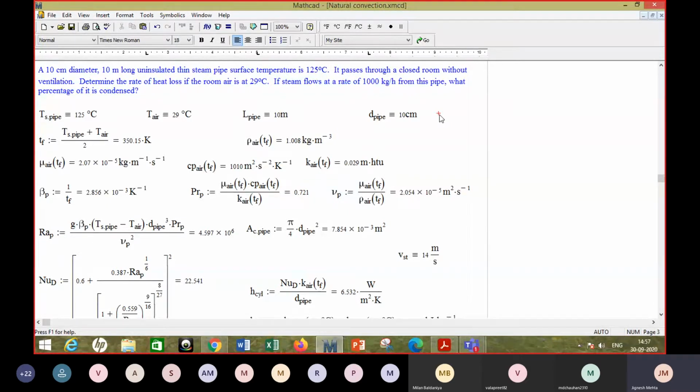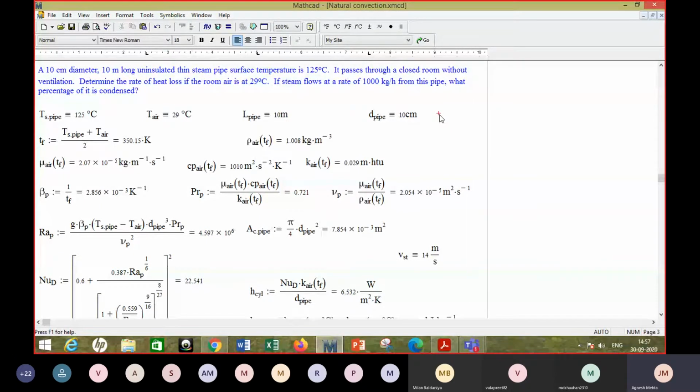So this example is given here: a 10 centimeter diameter, 10-meter long, uninsulated, thin steam pipe, surface temperature is 125 degrees Celsius. It passes through a closed room without ventilation. So this has been clearly mentioned, closed room without ventilation. So you can assume that it is a quiescent media, air. Determine the rate of heat loss if the room air is at 29 degrees Celsius temperature, and if steam flows at a rate of 1000 kg per hour through this pipe, what percentage of it is condensed?